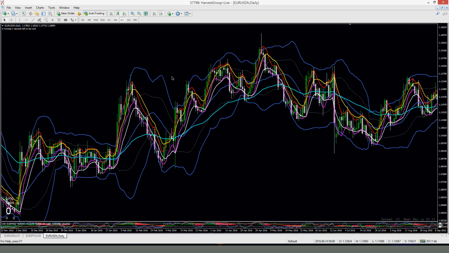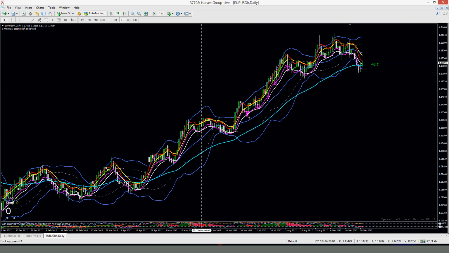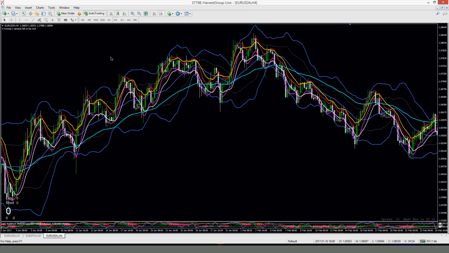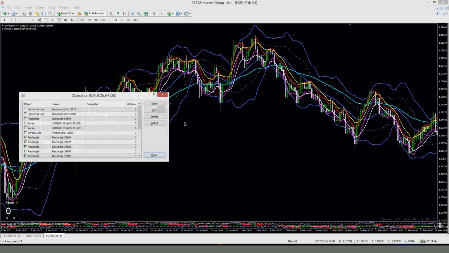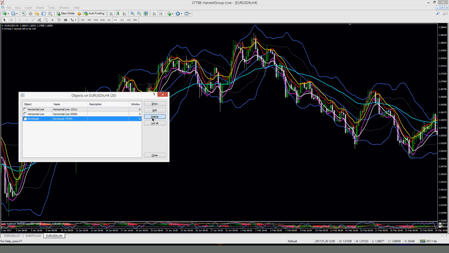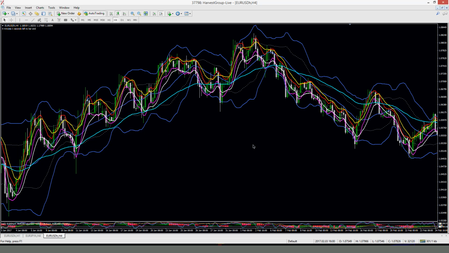So let's find those. Oh, there you go. So there's one re-entry, 2, 3, 4, and 5. So even by looking at an H4 level, you will be able to see the re-entry on a higher time frame. So if you understand how the MA50 works, then you'll have a much better grip on the multi-time frame.